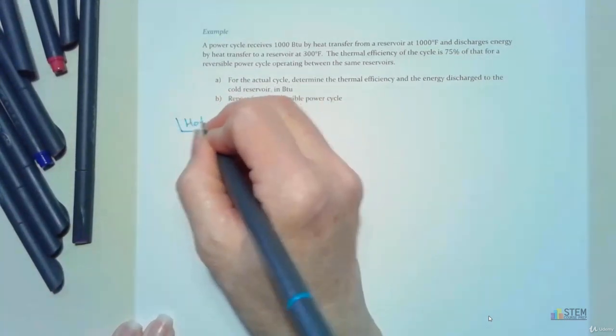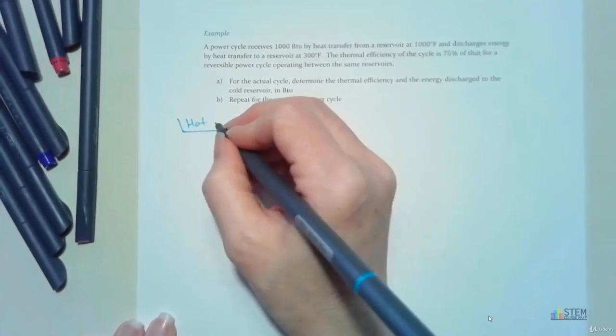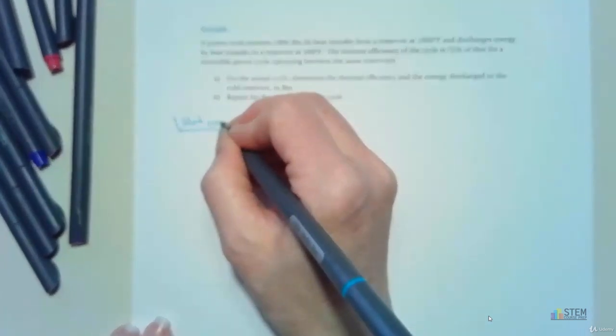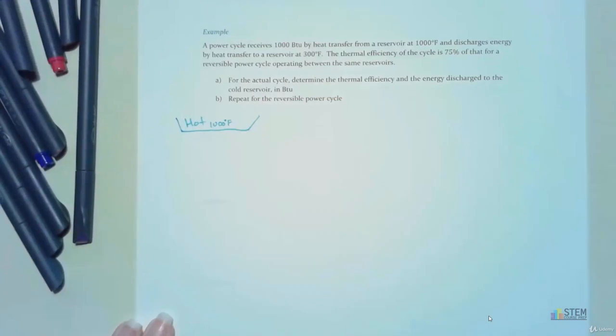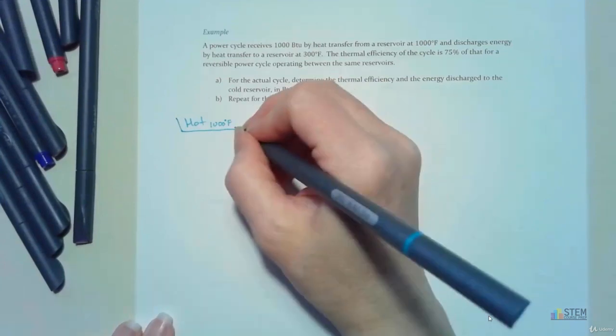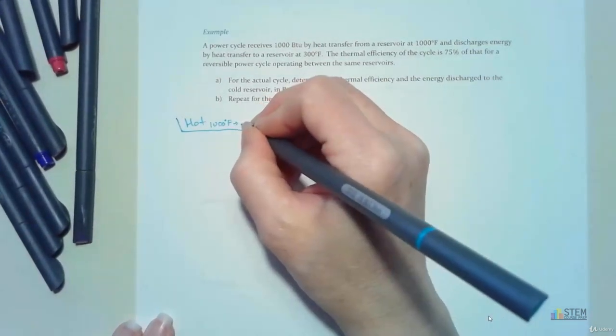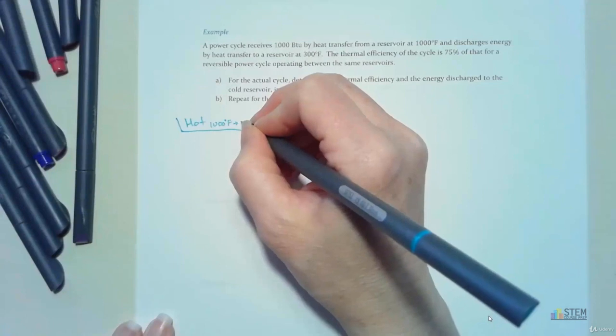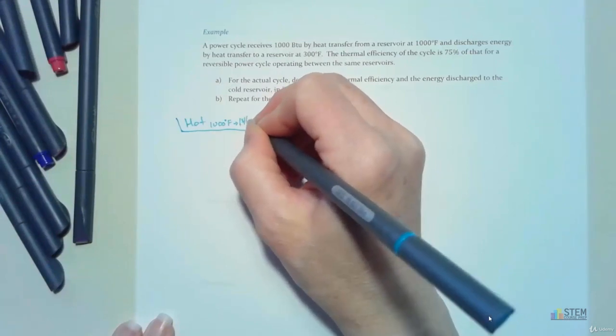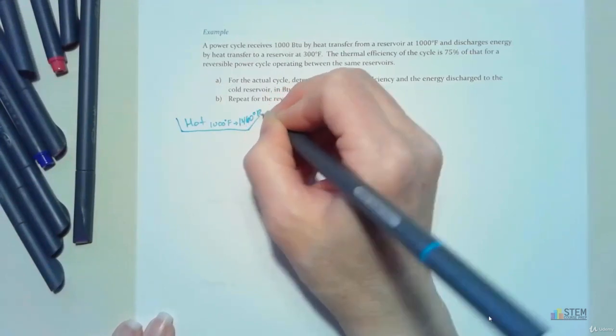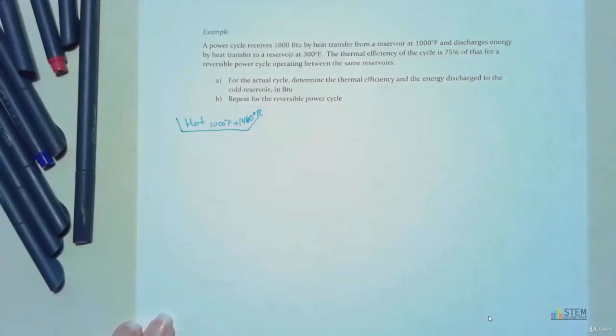We've got the hot reservoir up here. The temperature is given as 1000 degrees Fahrenheit. Now we don't ever do anything with Fahrenheit or Celsius, really. We always convert over. So I'm going to go ahead and convert this over to Rankine. Rankine is an absolute temperature scale, so we can use degrees Rankine. So it's 1460 in Rankine.